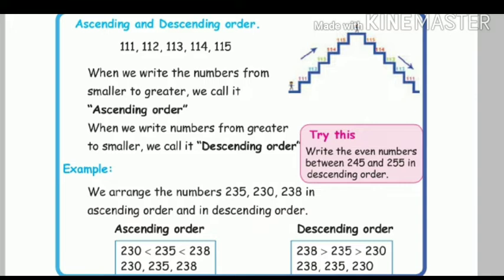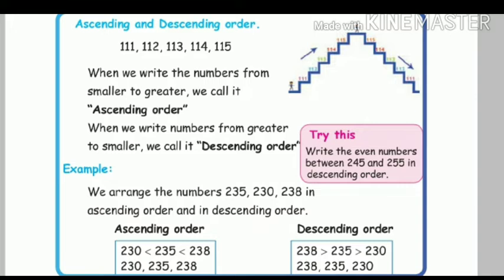First we can see the ascending order. Ascending order means small to greater number. So which number is the smallest number in this? Yes, 230. Okay, first we have to write 230. After that, which is the smallest number? Yes, 235. Then 238. This is called ascending order.